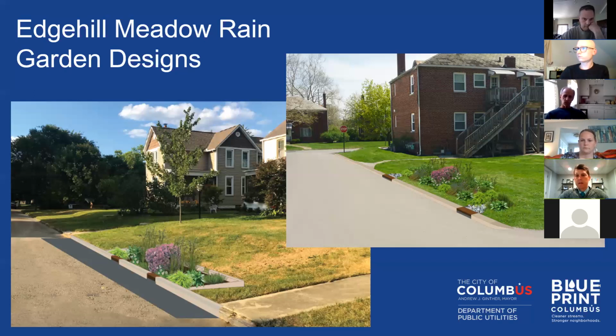The next one you see there is another behind-the-curb right-of-way rain garden. That particular one is on Thornview Avenue near Eastview again. Very similar setup to the one I just described, the difference being it doesn't have the walls around it. Next slide.